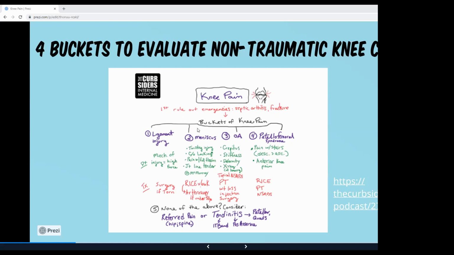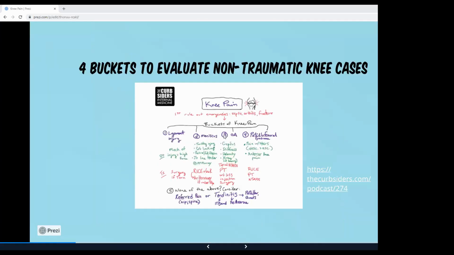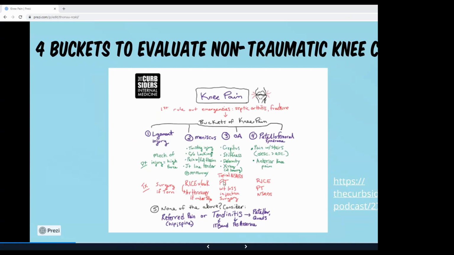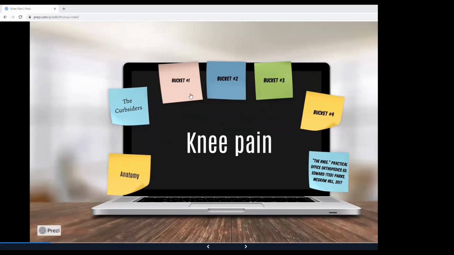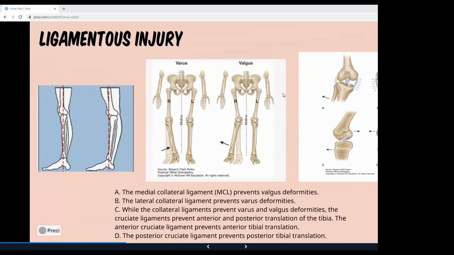Definitely something to be on the lookout for. Well, I was saying they have 4 different buckets. They have osteoarthritis, patellofemoral syndromes, meniscus tears and ligamentous injuries here. Now, like I said, if you go into the podcast, they'll talk more about the diagnosis and treatment for these injuries. If we go into our first bucket, we're talking about the ligamentous injuries now.